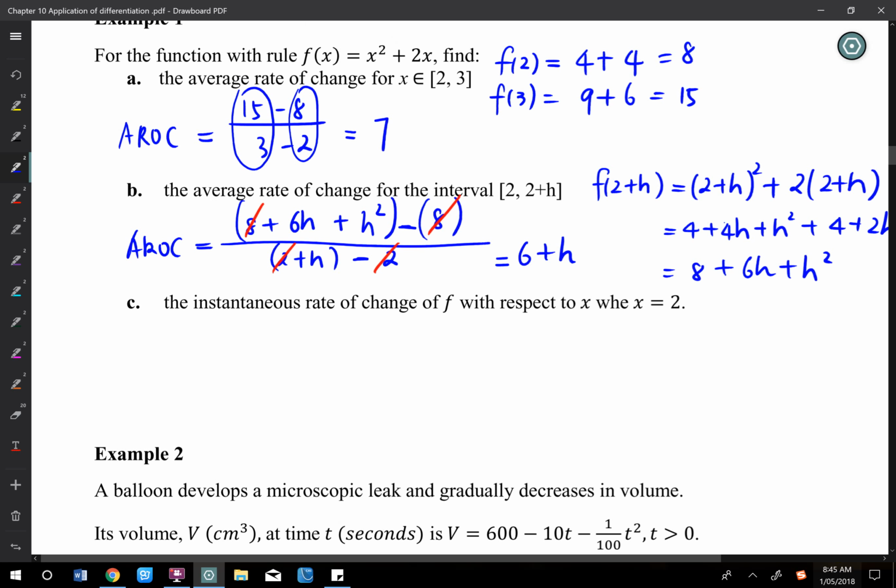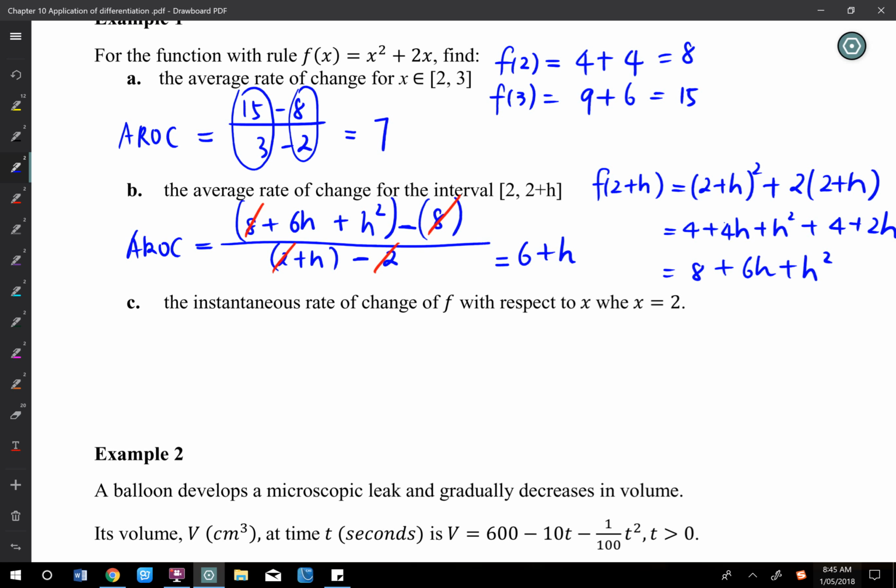We can check our value. How we can check it? So compare 2 and 3 and 2 plus h. So if h equals 1, that will give you part A, right? So the average rate of change in part A is 7. So we sub h equals 1 here, we get 7 as well, which means we get a right answer, well, 90% we get a right answer.